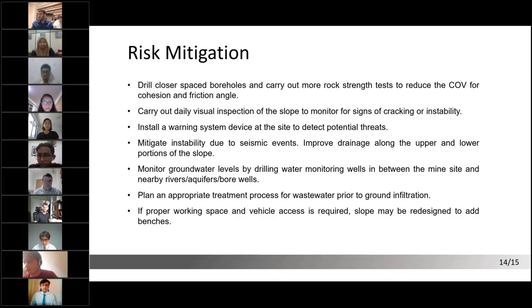To mitigate instability due to seismic events, we suggest improving drainage along the upper and lower portions of the slope. To monitor the groundwater levels, we would need to drill water monitoring wells in between the mine site and the nearby rivers, aquifers, or bore wells. We suggest planning an appropriate treatment process for the wastewater prior to ground infiltration. And if proper working space and vehicle access is required, then we can redesign the slope to add some benches.